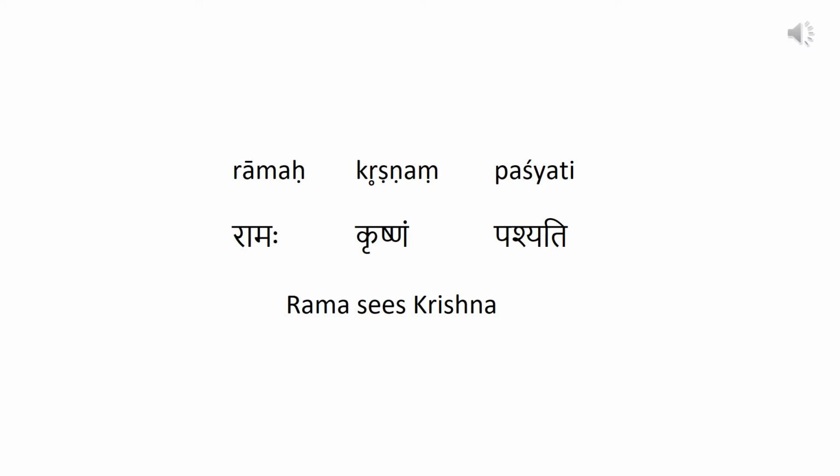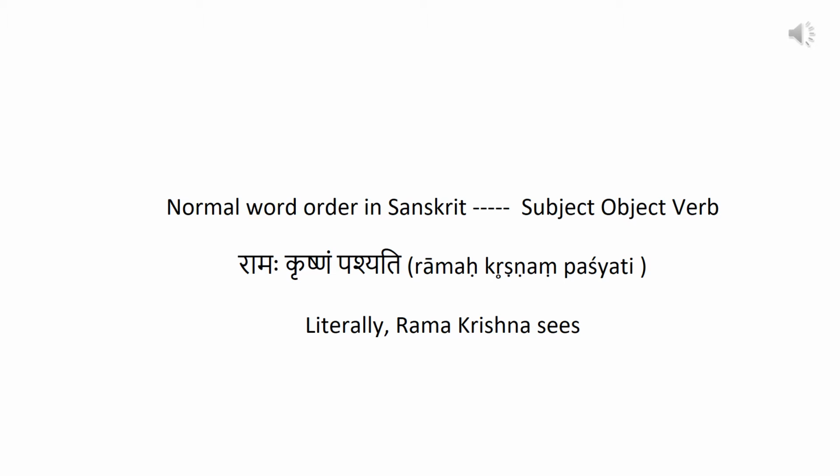Let us start with a simple sentence. Rama Krishnam Pashyati. The first thing to note here is the word order. In Sanskrit, the normal word order is subject, object, verb. This is similar to the other Indian languages like Hindi. However, in English, the word order is subject, verb, object. So in Sanskrit, we are actually saying Rama Krishna sees.